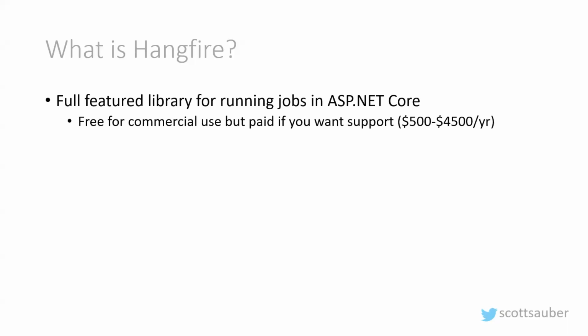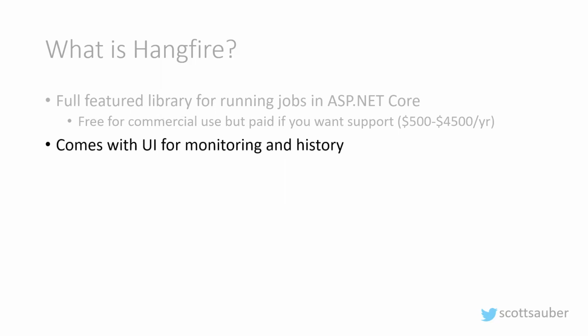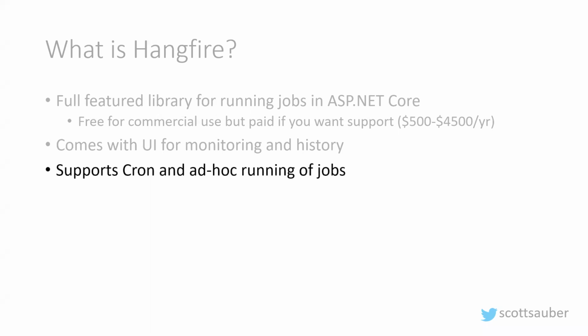So Hangfire is a full-featured open source library for running jobs inside of ASP.NET Core. It is free for commercial use, but if you want some sort of support, it ranges from $500 a year to $4,500 a year, depending on what features you want or what service level agreements you want. So it's pretty reasonable. Hangfire out of the box comes with a UI for monitoring and history, and it supports cron jobs as well as ad hoc running of jobs. And we'll take a look at both of those here in a second.